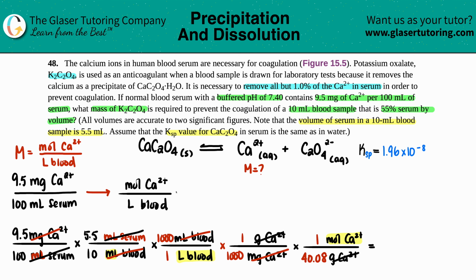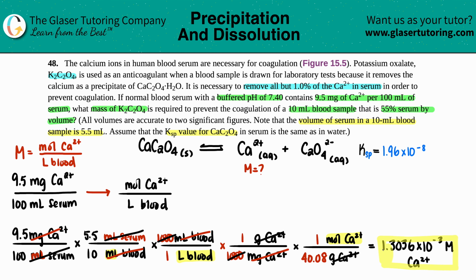So let's see, I'm just going to start canceling out numbers here. 1,000 with 1,000, that could get canceled out. Everything else, let's do the math. So 9.5 divided by 100 times 5.5 divided by 10. And then it seems like I have to divide by 40.08. I get 1.3036. This is not the final answer, so I'm not rounding it to 2 sig figs. And this is times 10 to the negative third molarity of the Ca2+. Okay. So, first stage done.